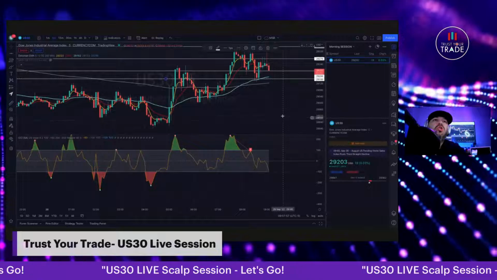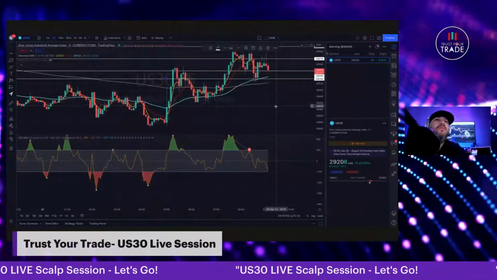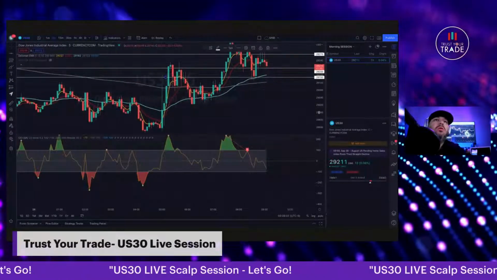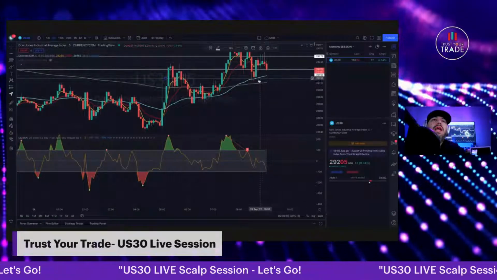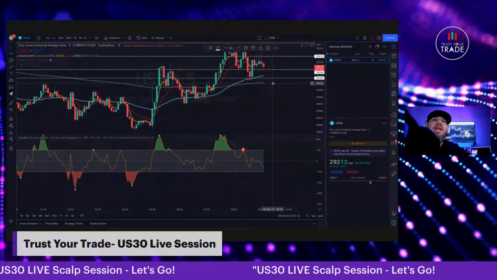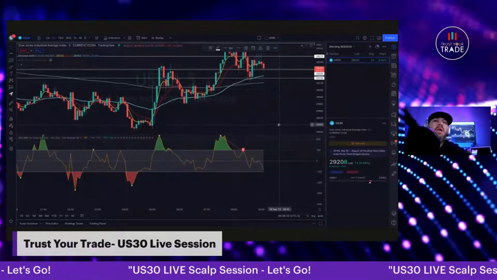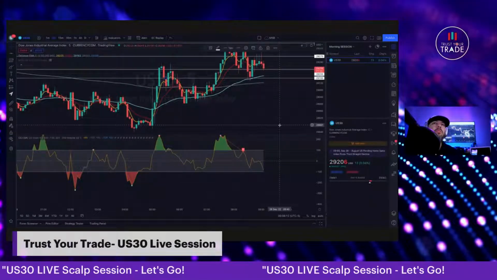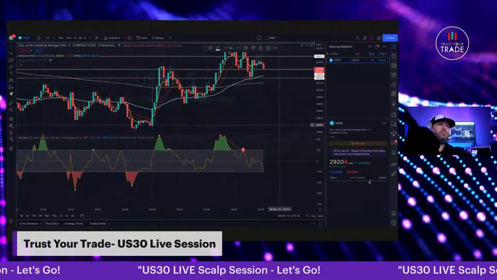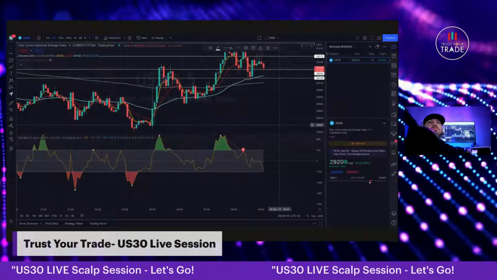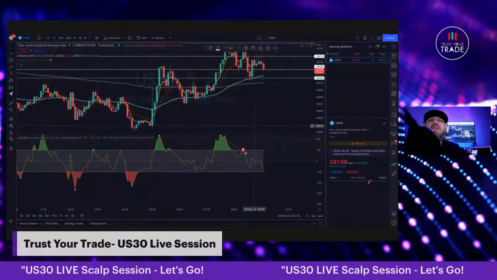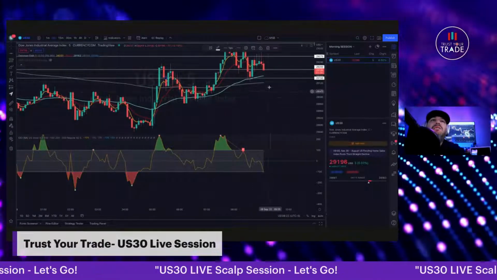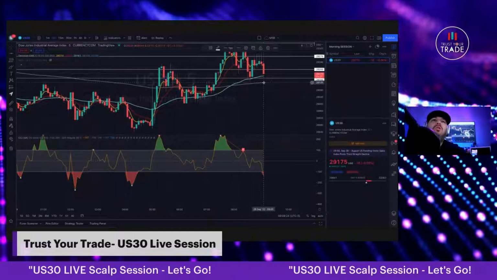29,150 is an area that I like though. We're kind of in between these zones. I'd like her to come down here, 29,150, and if we can get in, we're going to get in. Utilizing the CCI, we want to be above or below the 200.